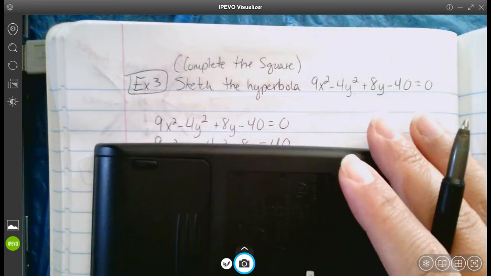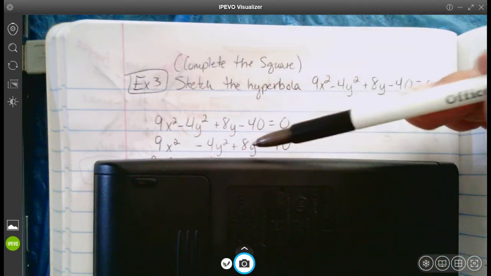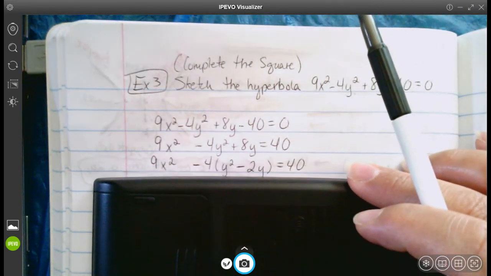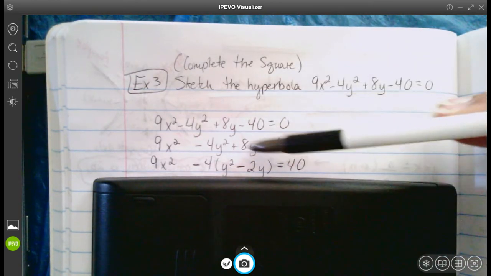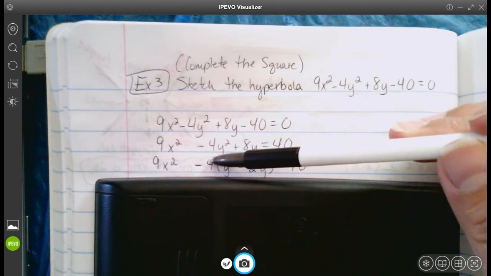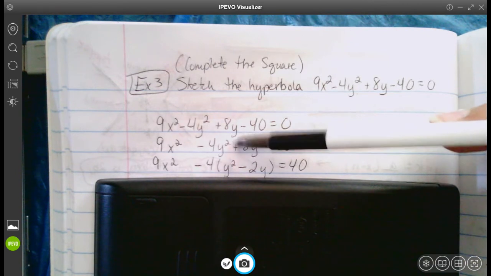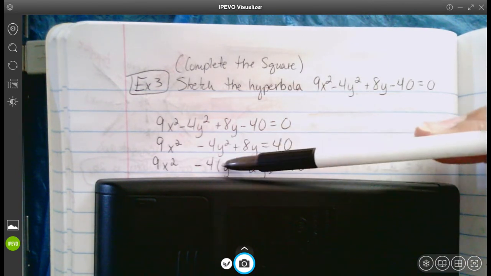What I did first is I rewrote it, and then I moved my constant over. So you'll notice that the 40 is now positive 40. From there, I rearranged things again. I have the y squared and the y, so I'm going to take the 4 out and see if that's helpful. I'm left with y squared minus 2y, because 8 divided by negative 4 is negative 2.